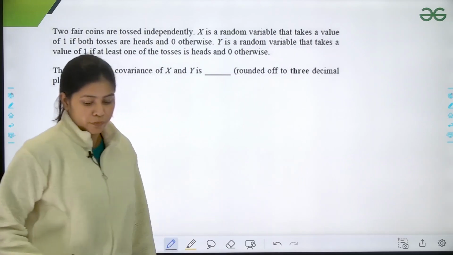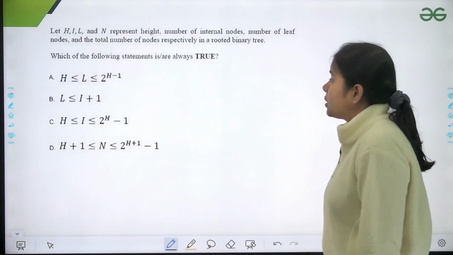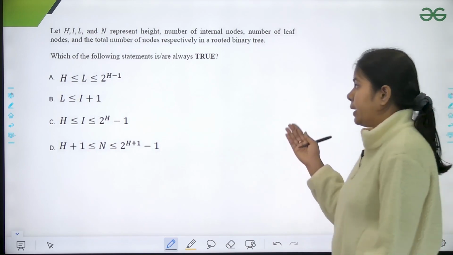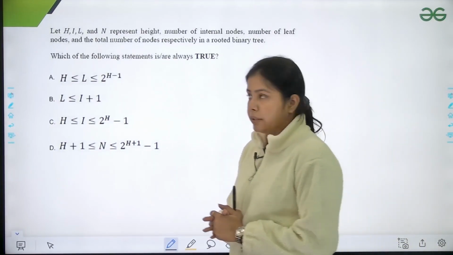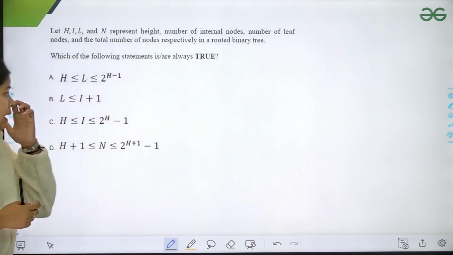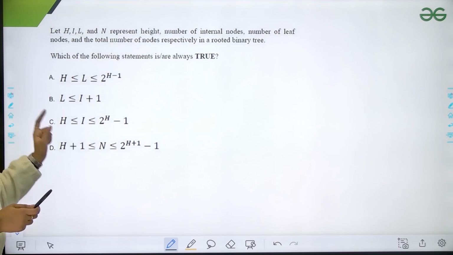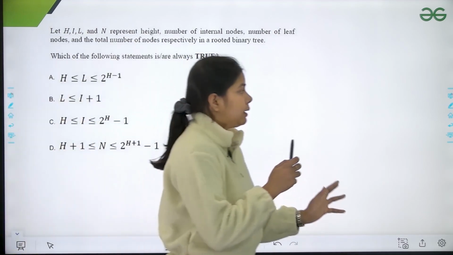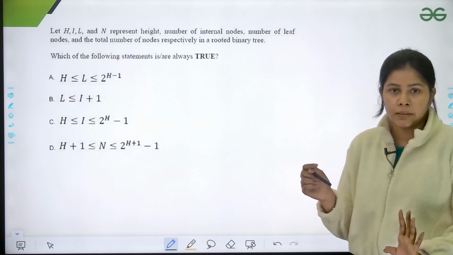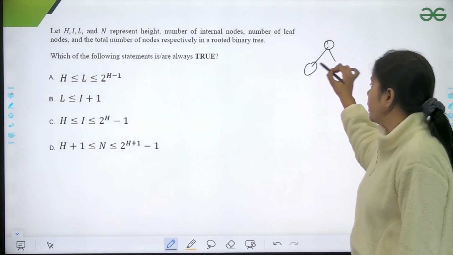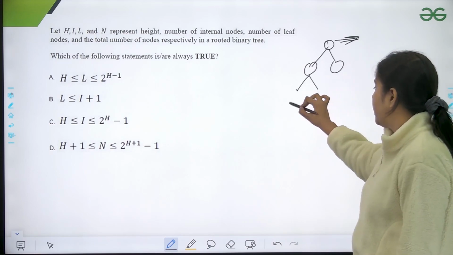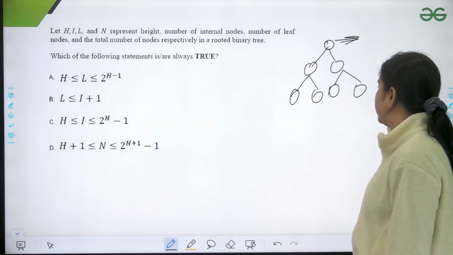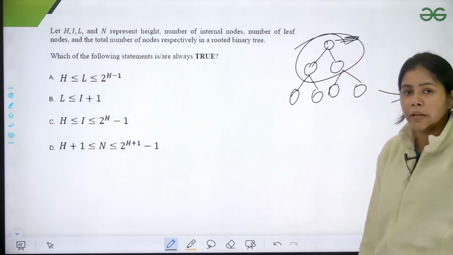Okay, so now let's move to the next question. It says that h represents height, I represents number of internal nodes, L represents number of leaf nodes, and N represents total number of nodes in a rooted binary tree. Which of the following statements are always true? In a rooted binary tree, any node can have at most 2 children. This node I'll call the root node, and these are my leaf nodes, and these all would become internal nodes.